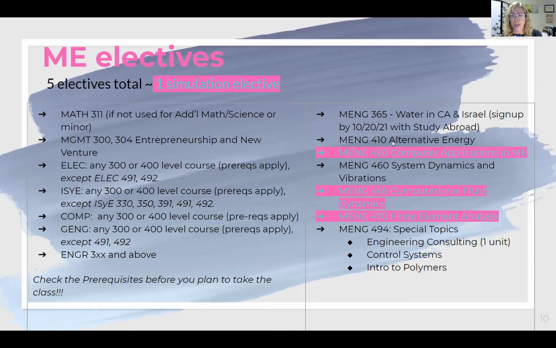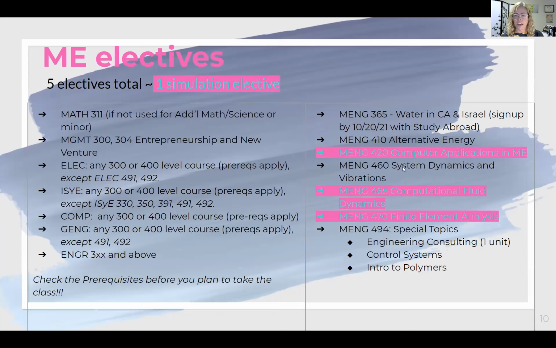On this side are all the ME electives. So we have this Water in California and Israel trip. You have to sign up through the study abroad by 10/20. So it's possible you're watching this video after that deadline is passed. Hopefully, if that's your plan, you've already registered for it.